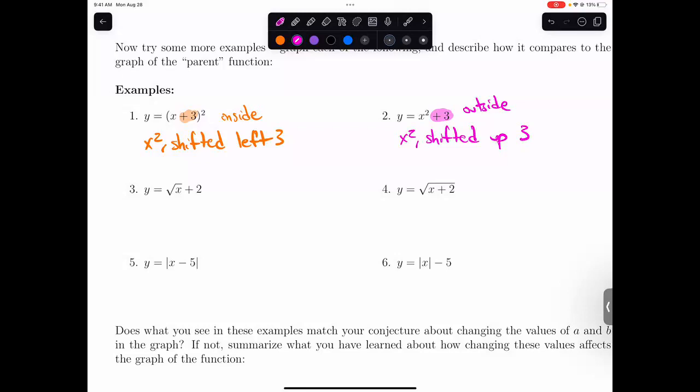Y'all tell me about 3 and 4. What kind of function are they? Square root. What's square root look like? Something like that, right? Sitting at the origin and going up and right into quadrant 1. Okay. So what's this? It went up 2. Up 2. Yep.